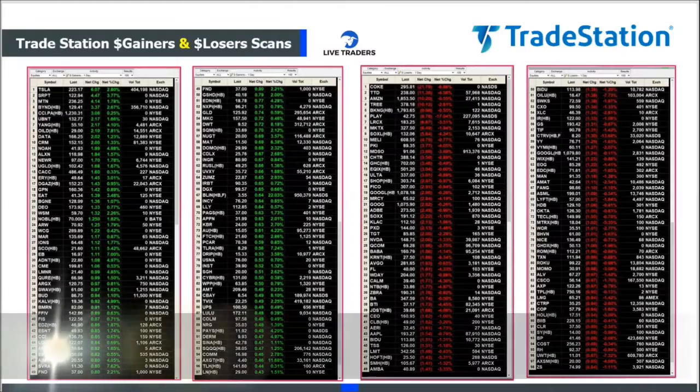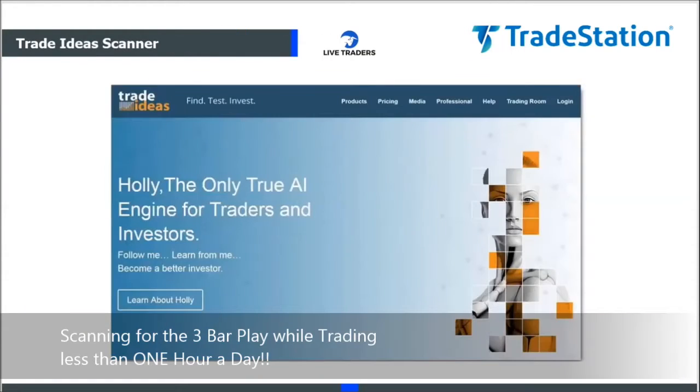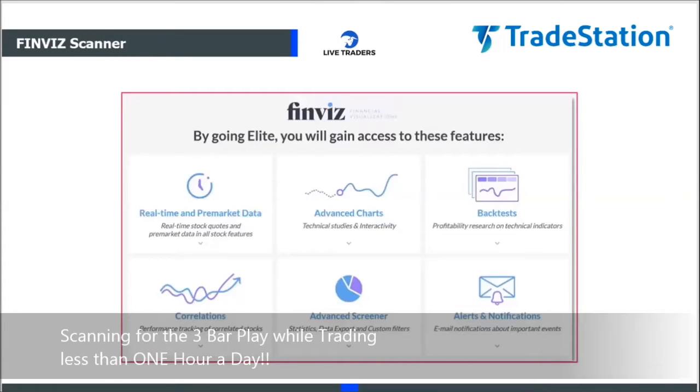Guys, enjoyed that. And remember, if your platform doesn't have a scanner, you can always go to Trade Ideas. You can always go to FinViz. Okay, you can go to TC2000. You can go to, what is it, bigcharts.com, freestockcharts.com.